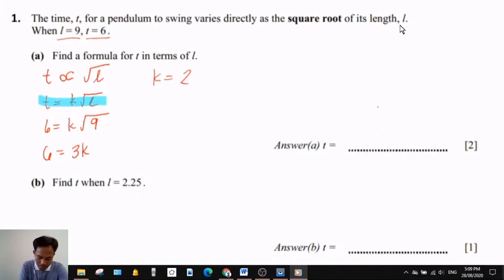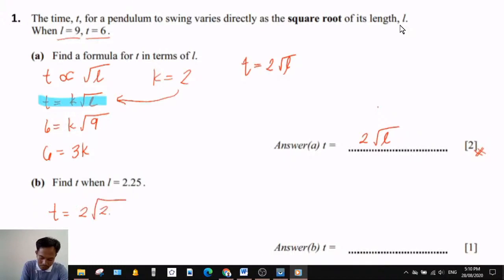And then you just replace the value of k here. t is equivalent now to k times the square root of L, so it will be 2 square root of L. Next, letter B. Find t when L is equivalent to 2.25. You know already from letter A that t is equivalent to 2 square root of L. Thus, I am just going to change the L with 2.25. So t is equivalent now to 2 times square root of 2.25.